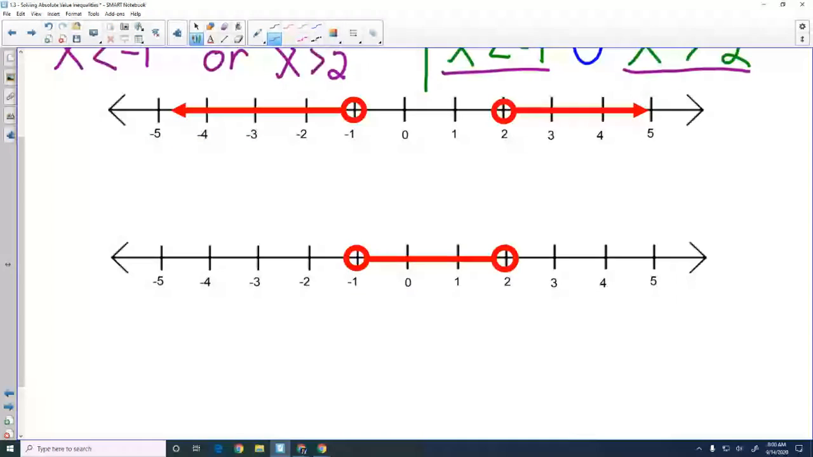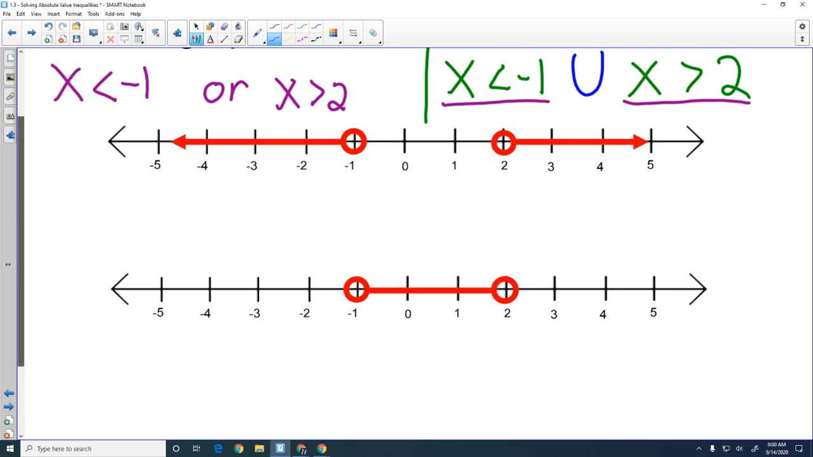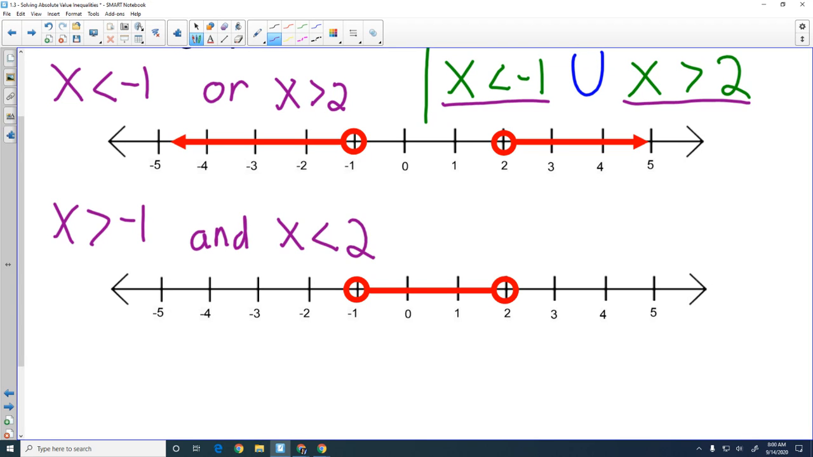On the bottom, we also have two ways that we can represent this inequality whenever there's that bridge connecting the two endpoints. Instead of using the word or, we can use the word and, right? It's all the values of x that are bigger than -1 and less than 2. So I could say x must be greater than -1 and x has to be less than 2.